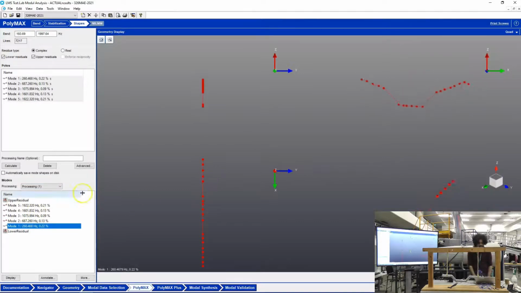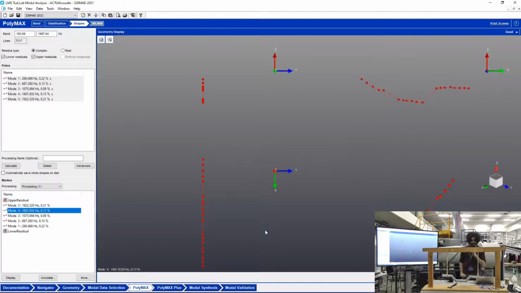Mode 1, mode 2, mode 3, mode 4, and mode 5. Now, as you can see, mode 4 has more to do with this part of the beam, so it's a local mode rather than a global mode. It's because it involves just a part of the structure rather than the entire structure. This is usually the case when you have asymmetric structures. Some parts will start vibrating first, and then higher in the spectrum of frequencies you'll find the other part vibrating.